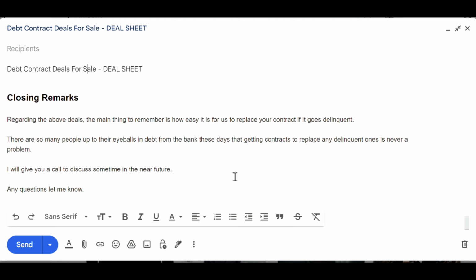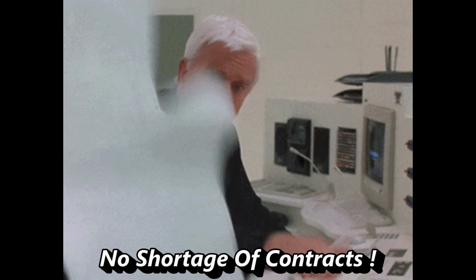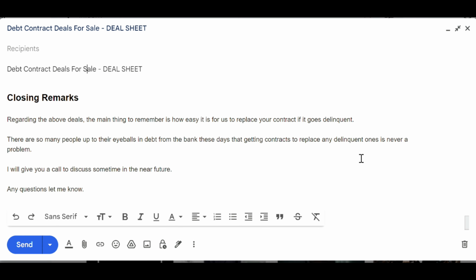Now, keep in mind, closing remarks, right? Regarding the above deals, the main thing to remember is how easy it is for us to replace your contract if it goes delinquent. There are so many people up to their eyeballs in debt in the bank these days that getting contracts to replace any delinquent ones is never a problem. We have so many contracts coming in that if one of yours goes delinquent, we can replace it.